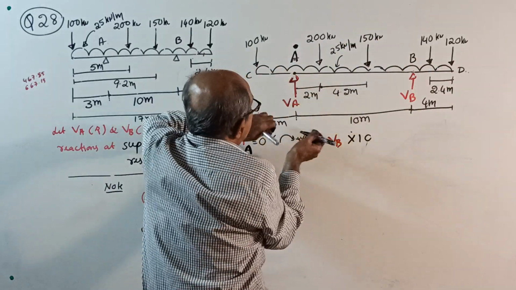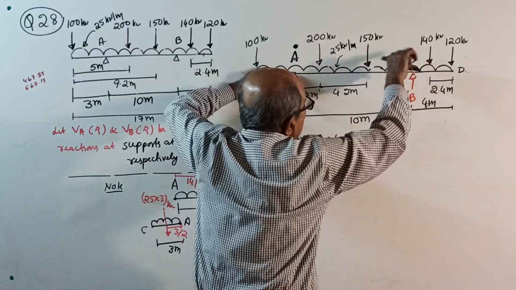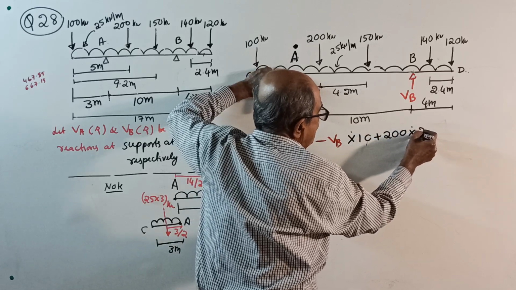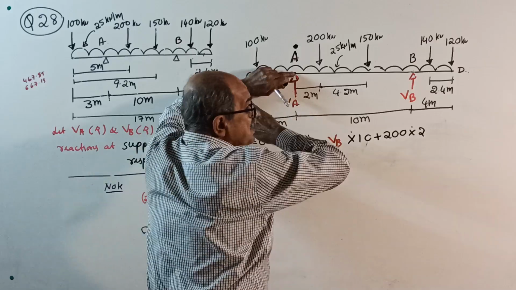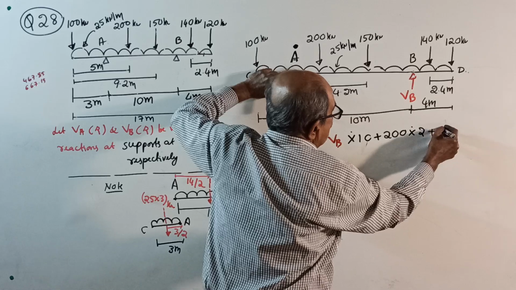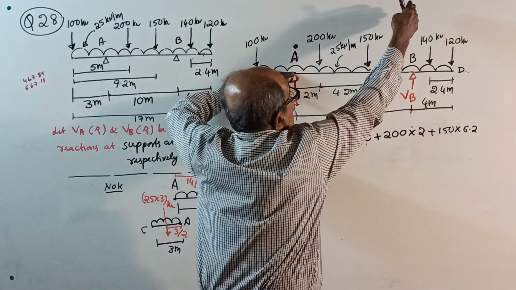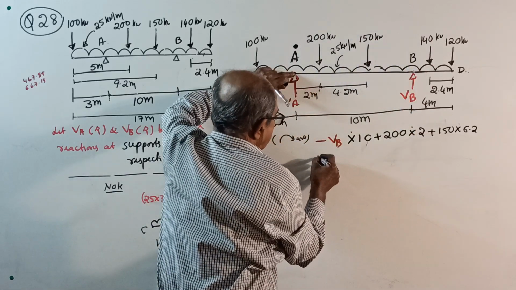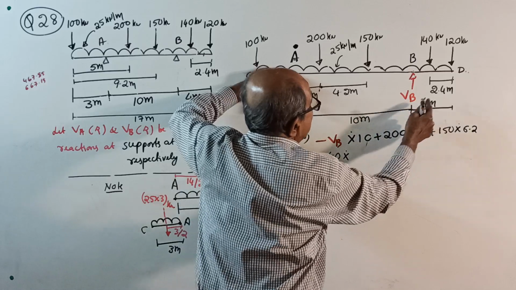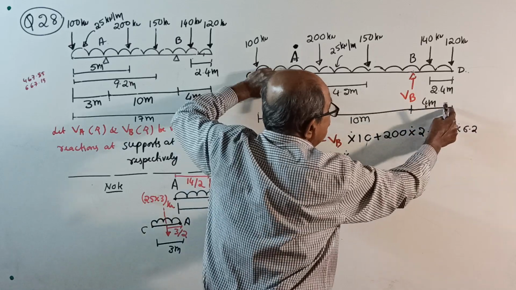So one by one. First point load. 200 into 2. Clockwise. All are clockwise. Plus 200 into 2. See, load into distance. 150 into 6.2. Plus 140 into 10 plus, see, this is 4, this is 2.4, 10 plus 4 is 14.